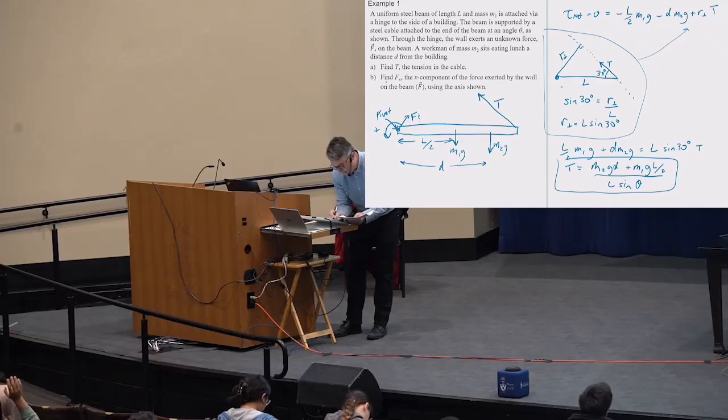And then similar to this Fx, the x component, we found that before, which is F net in the x direction is equal to 0. It's just equal to Fx, I guess, minus T cos theta.